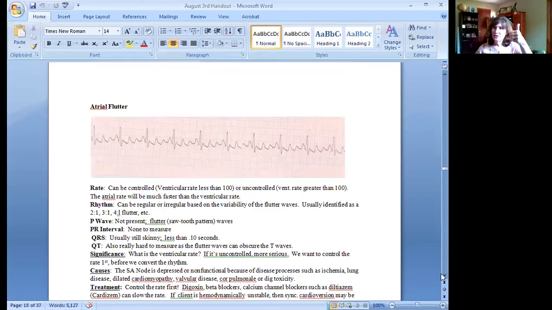You've lost 20 to 30% of your cardiac output, which is your atrial kick. Two, when blood is just fluttering in the atria, you have a propensity of blood to clot. So all the same concerns.